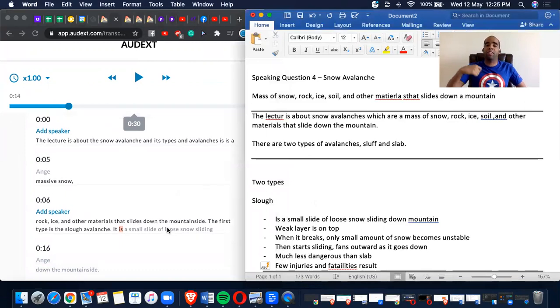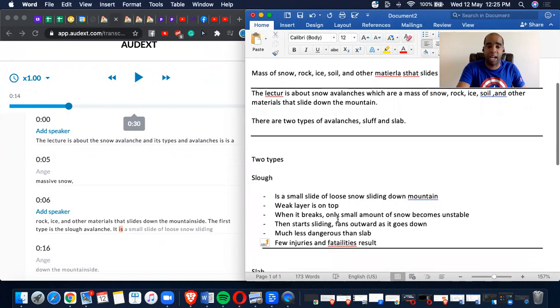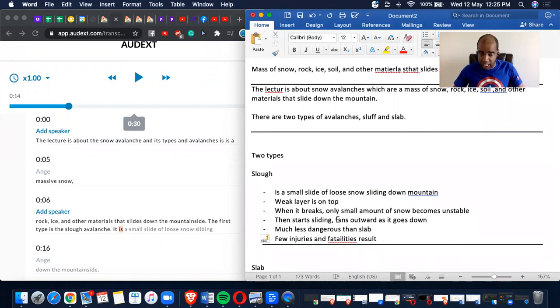So you went on to say massive snow, but actually mass of snow. No problem. It's all good. Now, if you're unaware of that, just say which is snow, rock, ice, and soil. Drop the whole mass if you need to. Okay. But then you went on to say rock, ice, and other materials that slides down the mountainside. The first type is the slough avalanche. Excellent. So you go into it. Okay. Because you already mentioned the two types, so you don't have to say two types again. You go straight into the first type, which is the slough avalanche, which is, and you go on to say, let's press this.